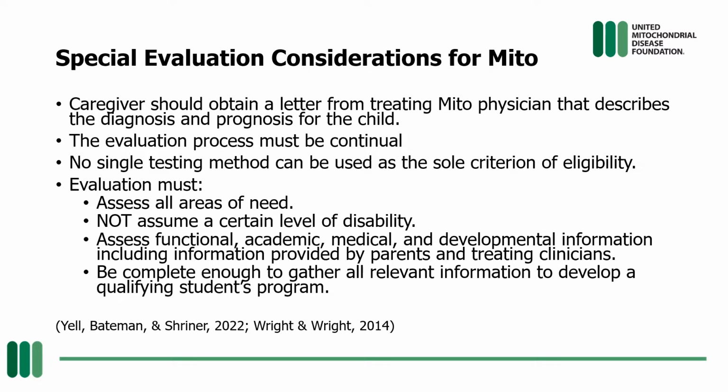No single testing method can be used as a sole criterion of eligibility. So this means that a school district cannot tell you, we did this battery for a behavioral issue and he didn't score high on it. Well, then what about another battery? We need to evaluate more than one method. So an evaluation must assess all areas of need, not assume a certain level of disability, assess functional, academic, medical, and developmental information, including information provided by the parents and treating clinicians, and be complete enough to gather all relevant information to develop a qualifying student's program.